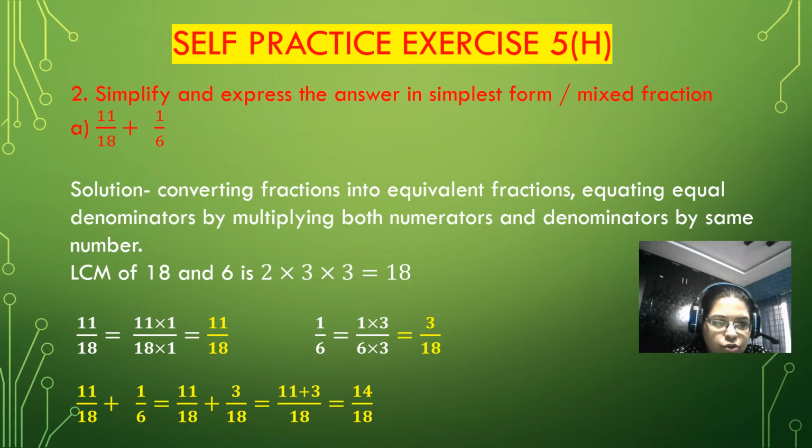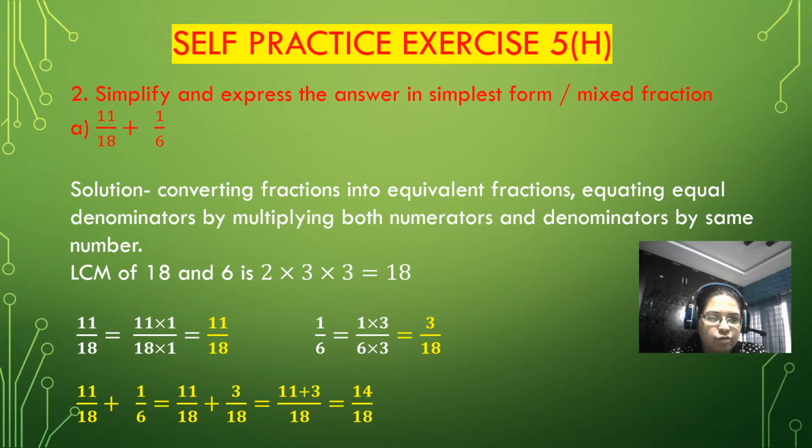Now we'll solve question number 2. Question number 2 is simplify and express the answer in simplest form or mixed fraction. First bit is 11 divided by 18 plus 1 divided by 6. 11 divided by 18 and 1 divided by 6 are proper fractions. We have to add these two fractions.